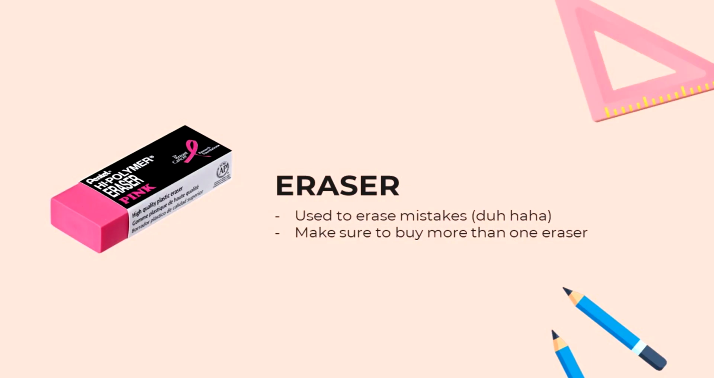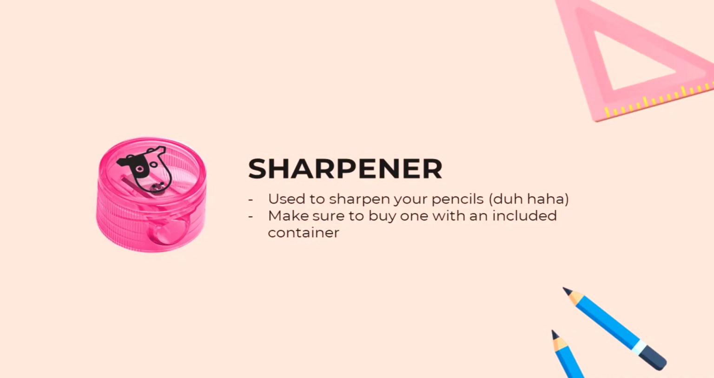Next, you need to have an eraser because you need things to erase. I recommend buying more than just one because again, just like your pens and pencils, you're gonna be losing a lot of your erasers. You also need to have a sharpener on hand. I recommend the little ones with its own container so that you don't have to go to the trash can every time you're gonna sharpen something.